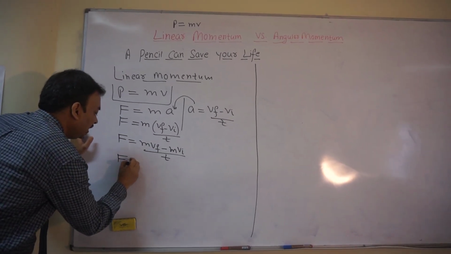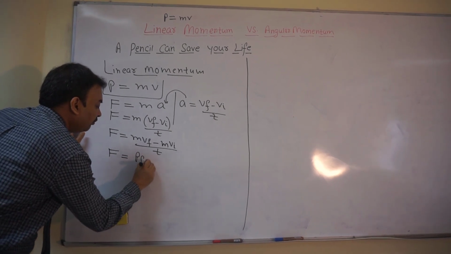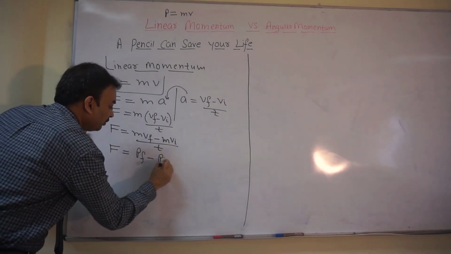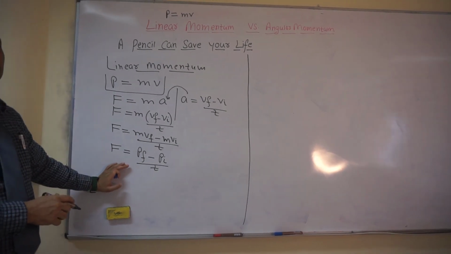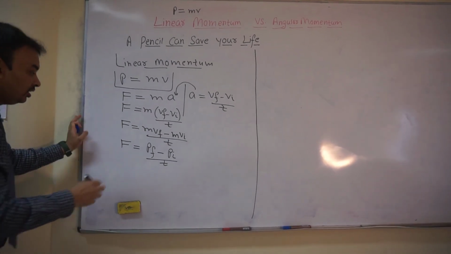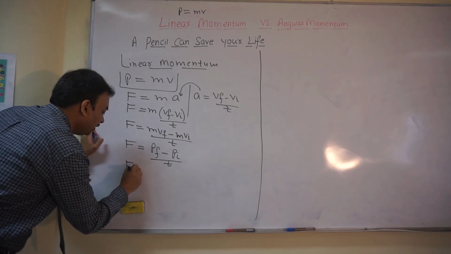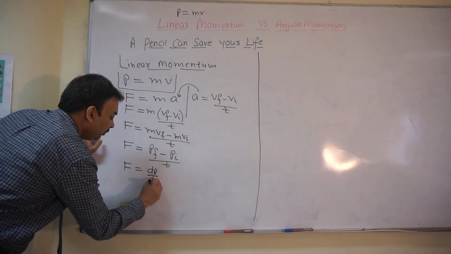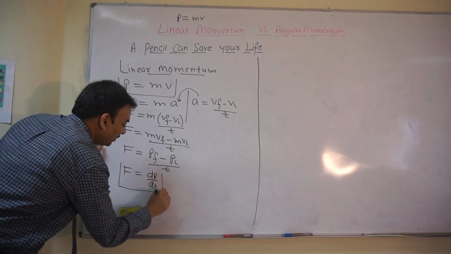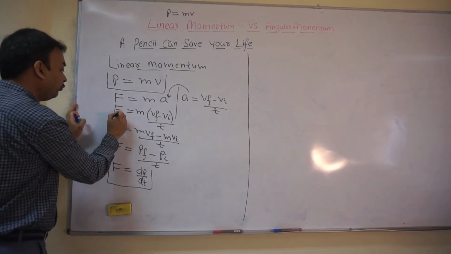So I can write F is equal to P final minus P initial momentum, and divide by time. Now P final minus P initial, basically that is change in momentum. So that can be written as F is equal to dP upon dt. So what is this F? Actually, this is the net force on the system.